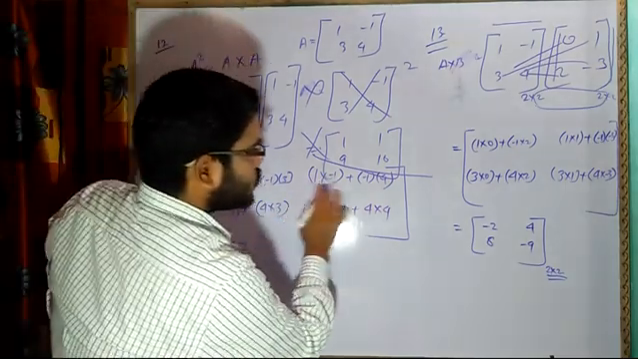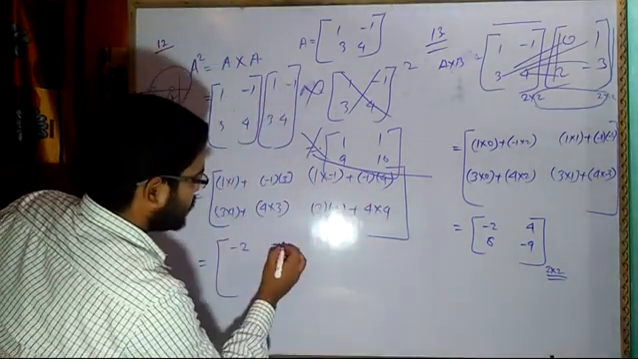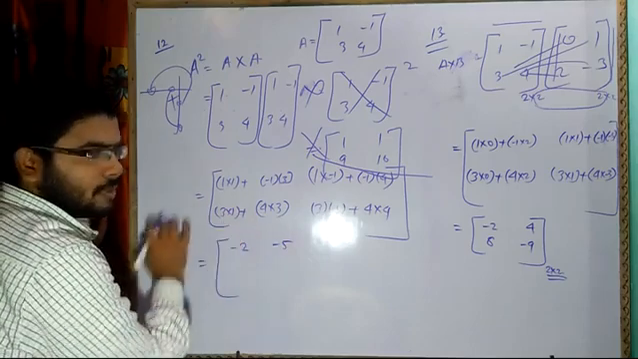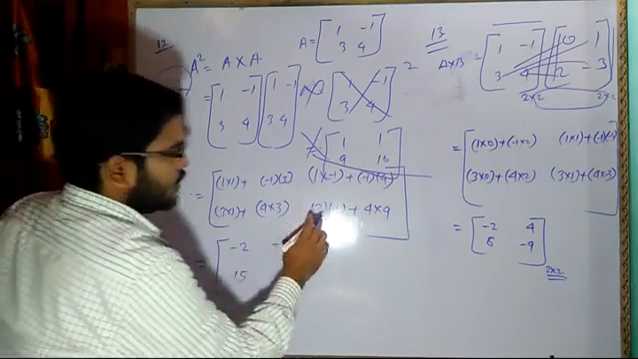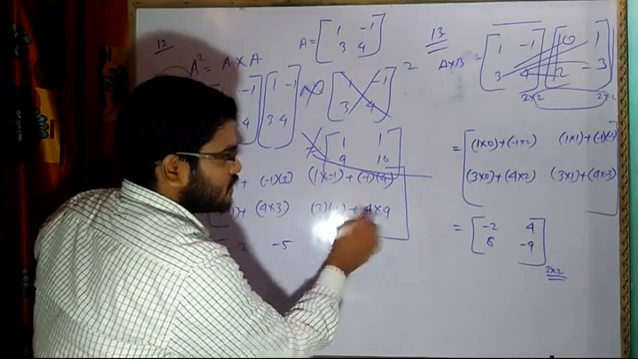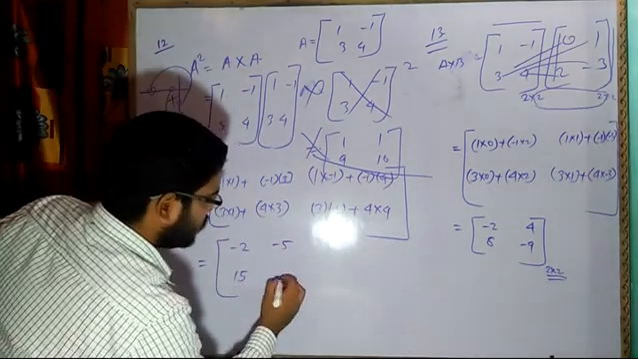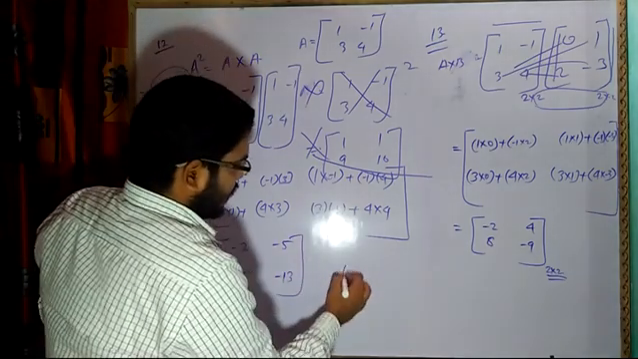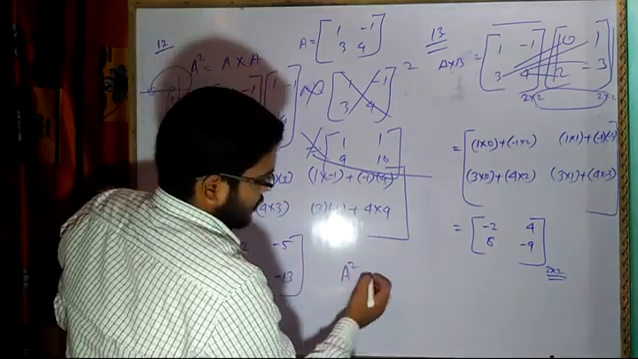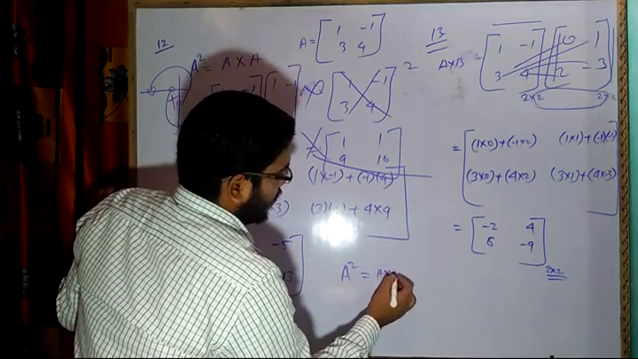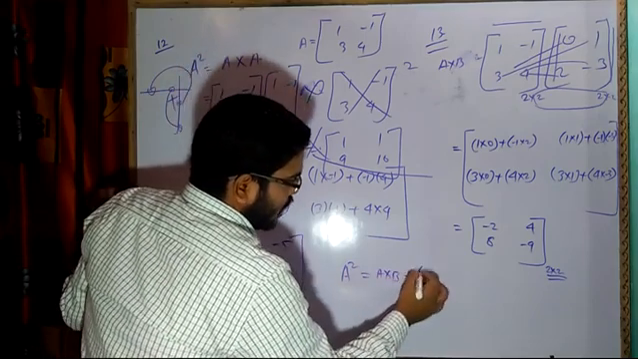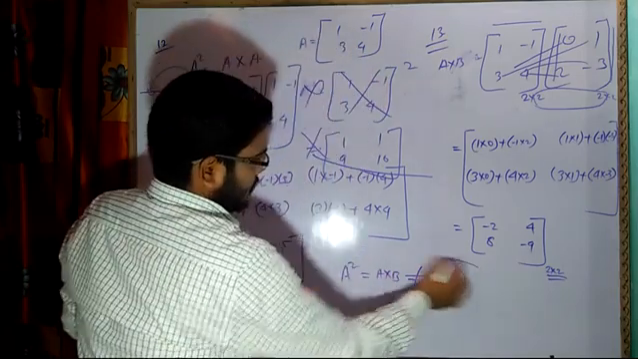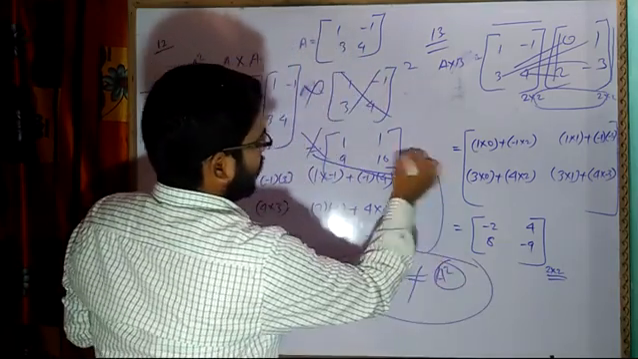Here we are having minus 1, here we are having minus 4, that means minus 5. Here we are having 3, here we are having 12, 4 3s are 12 plus 3, 15. Now here 3 1s are 3, minus 3 it will be, and 16. Minus 3 and 16 will be equal to 13. So as you can see, A square is equal to A into A, not equal to A whole square.